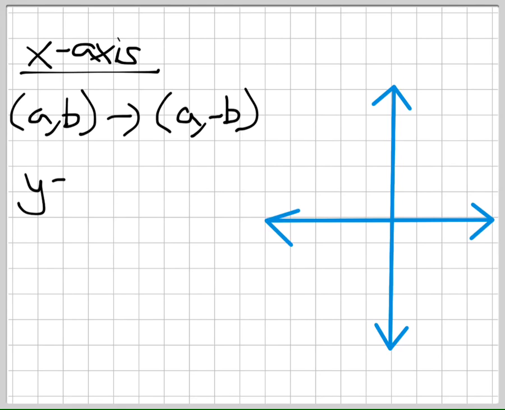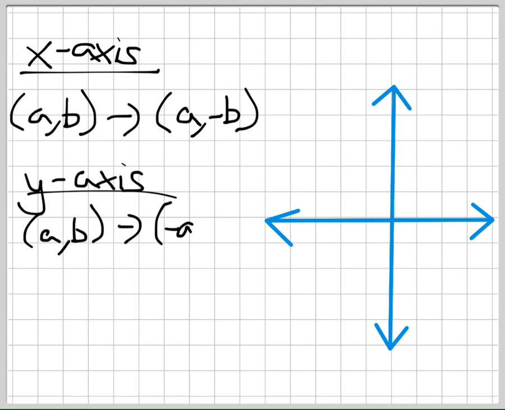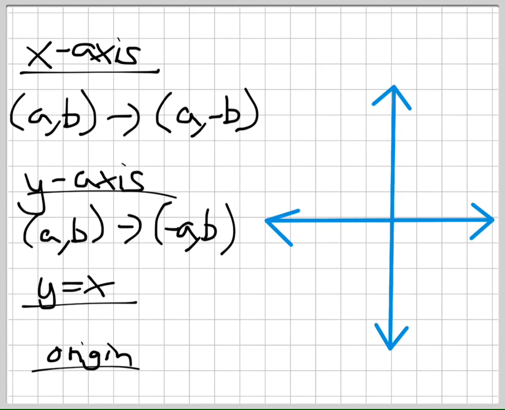We then talked about the rule for the y-axis. And it says if you have the coordinates A, B, what happened to the coordinates when you reflect over the y-axis? Yeah, the x became negative. So they became opposite A, B. Okay. We have two more here. We have the line y equals x, and we have the origin. Then we have two more rules.